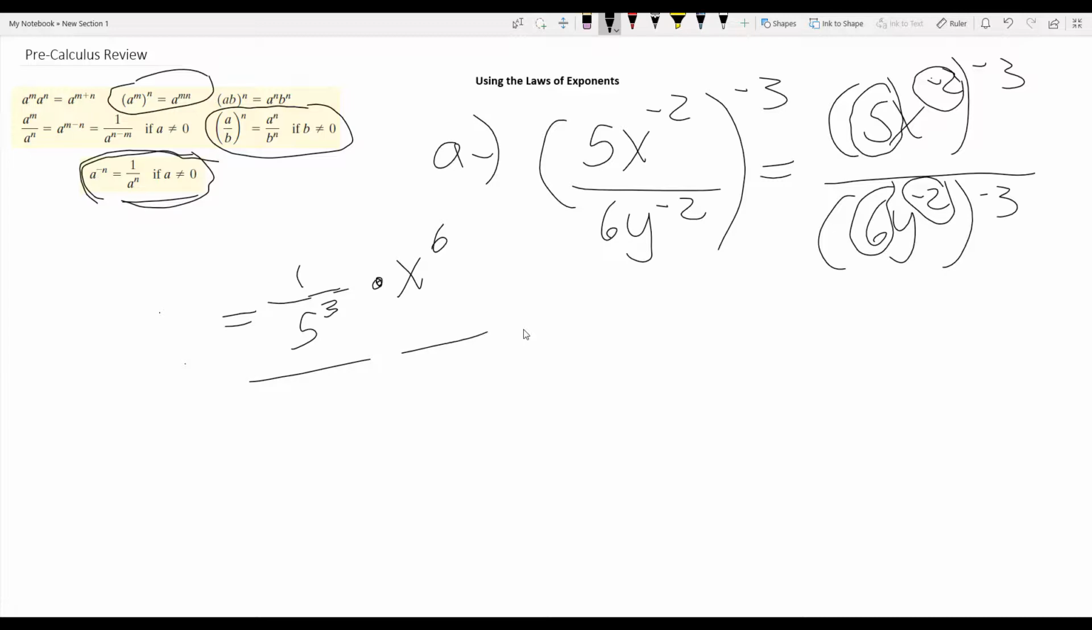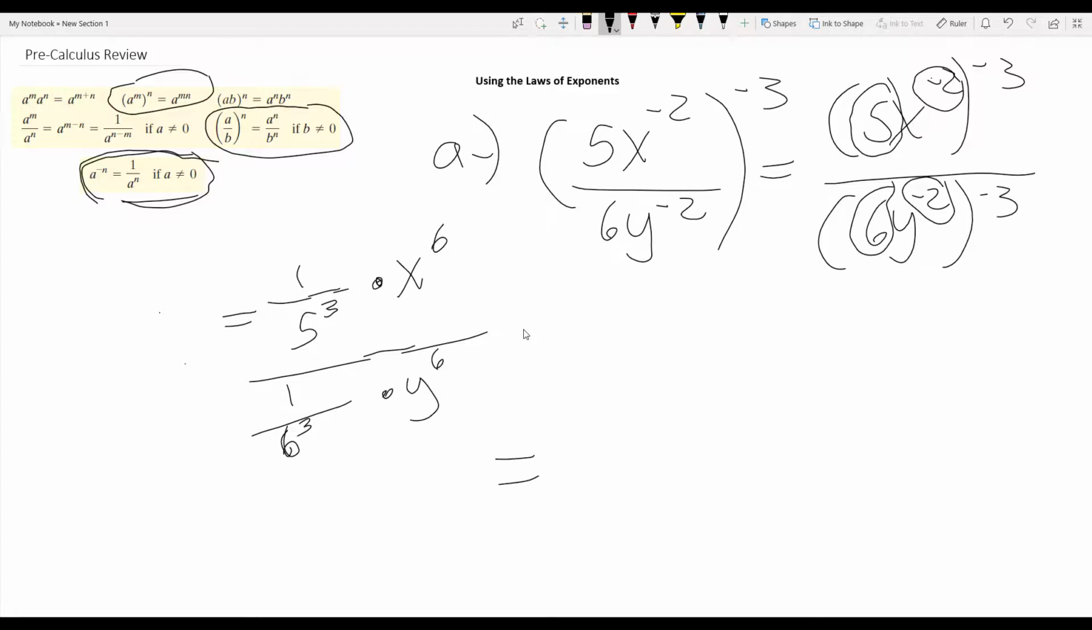Okay, and we do the same with the bottom part of the equation. So it will be 1 over 6 to the 3rd power. You see? Then times y to the 6th power, same as the one in the top, right?